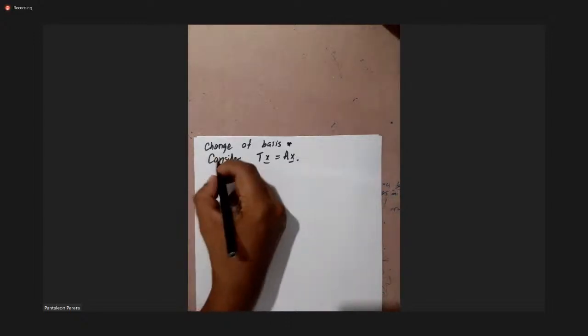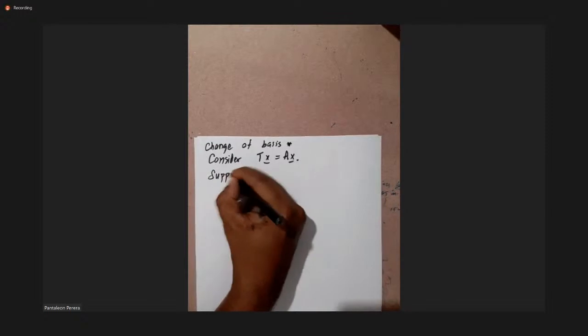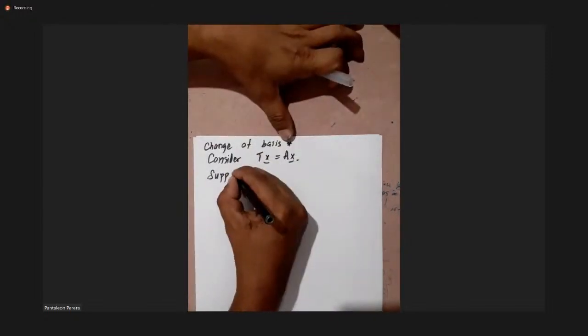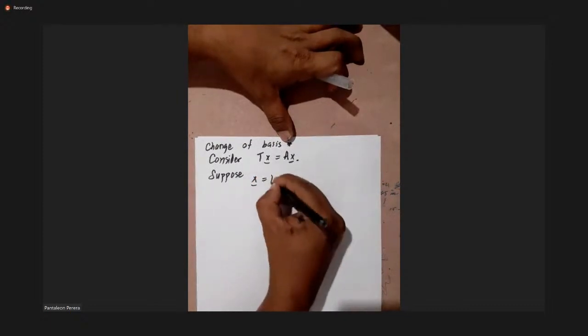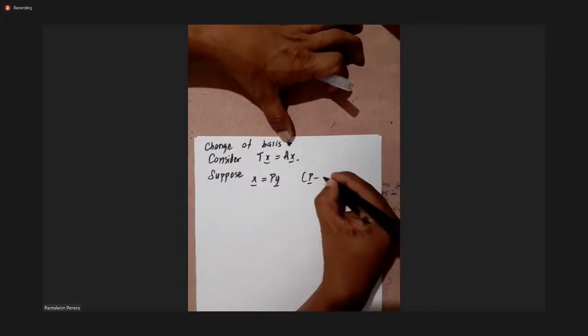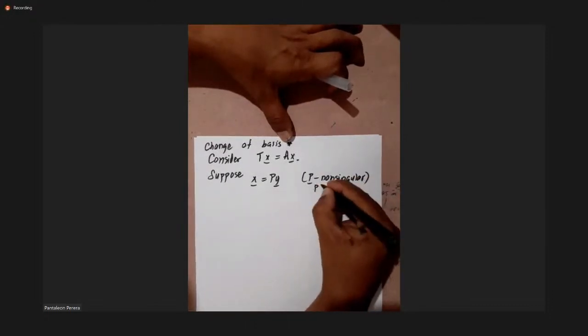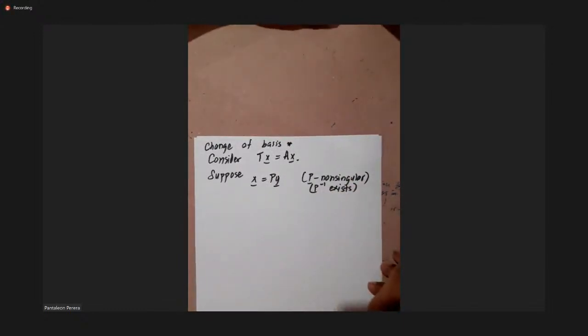Now, suppose that you have another basis, like a change of variable. Suppose that you have a matrix P that is non-singular. You know what it is. Non-singular means it has an inverse. Suppose x is equal to Py. That means this.